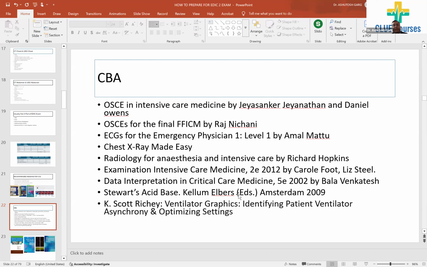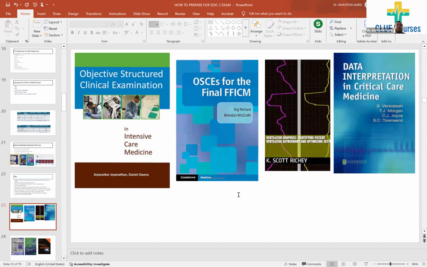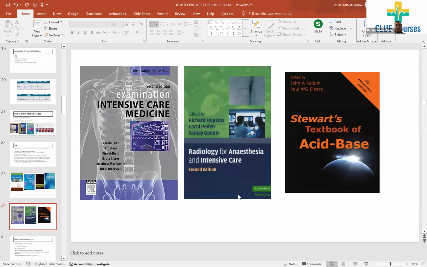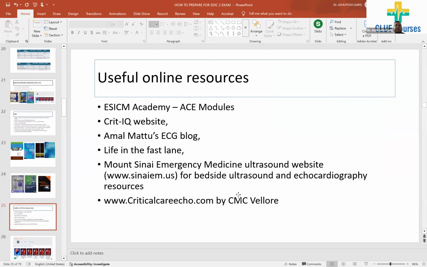All the books written here are very important, and depending on the time and energy, you can read those books. There are some pictures of those books. Objective Structured Clinical Exam, OSCEs for the final FFICM, and Scott Ritchie book for ventilator graphics, and Data Interpretation in Critical Care Medicine by Bala Venkatesh. This is Carol Foote's book for examination, intensive care medicine, then Radiology for Anesthesia and Intensive Care by Richard Hopkins, and this is the Stewart's acid base textbook.